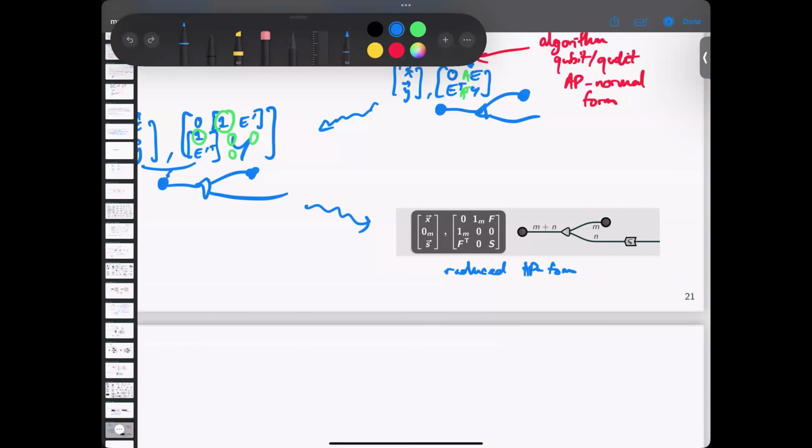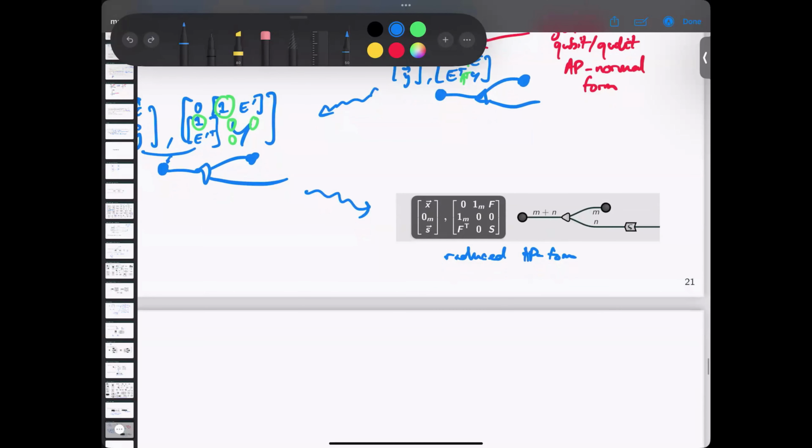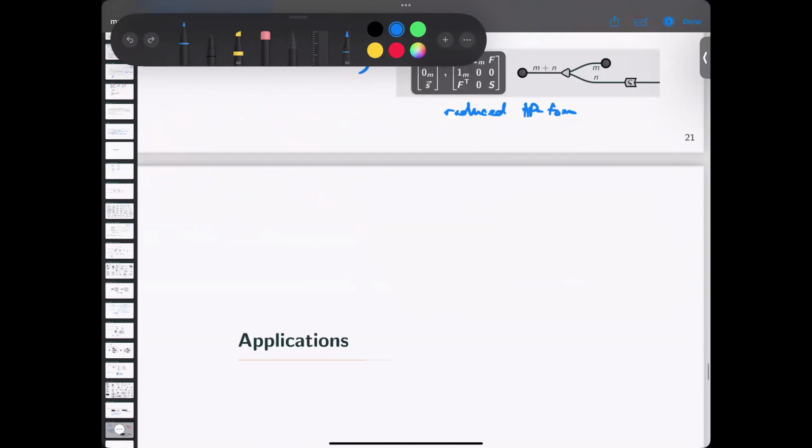And this is a very synthetic way of writing down the reduced AP form. It's quite straightforward how to interpret this as the affine with phases quantum state, just by reading, because you can just read off the phases and the affine subspace from these matrices. Okay, so that's the completeness proof.